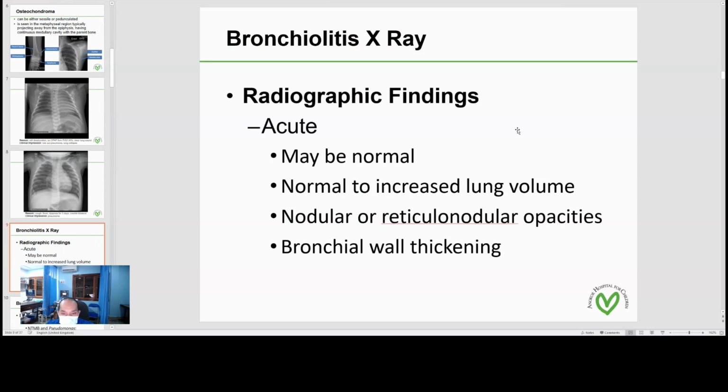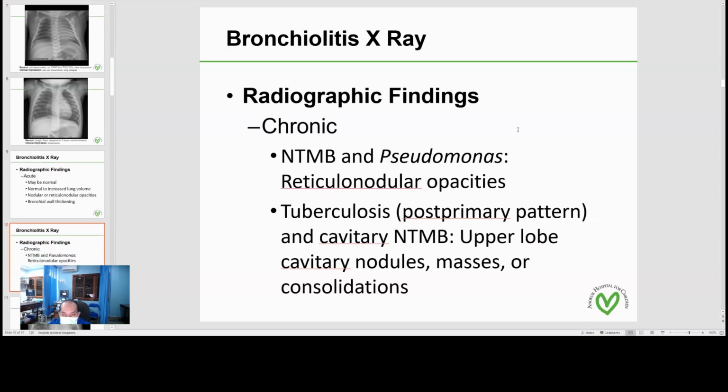So in acute case, it may present as normal in the chest X-ray, or normal to increased lung volume, nodular or reticular nodular opacity we can find. We can see the bronchial wall thickening or peribronchial cuffing. But in a chronic case, non-TB and Pseudomonas, you can see reticular nodular opacity. In tuberculosis and cavitary non-TB, it usually appears as cavitary nodule, mass or consolidation.